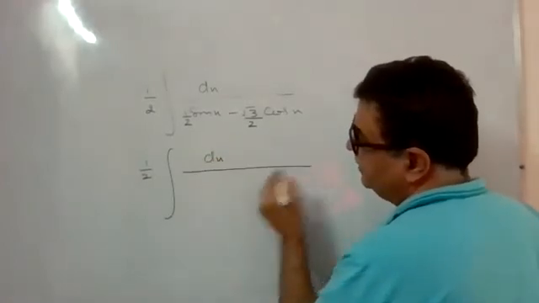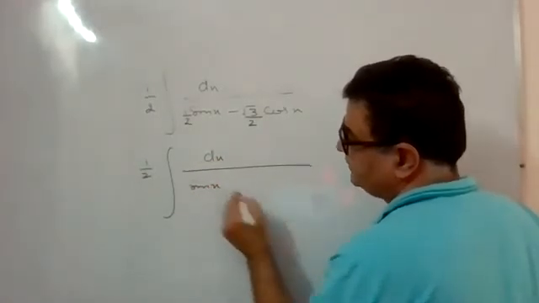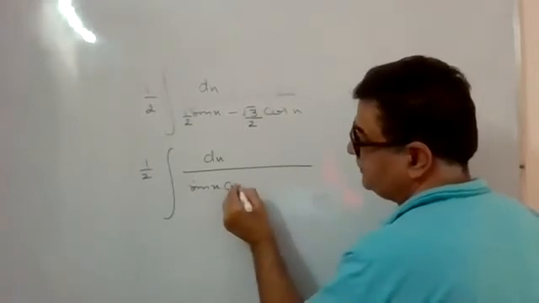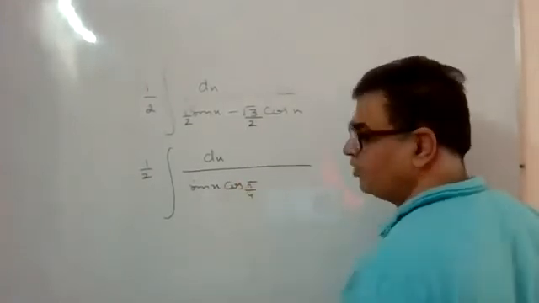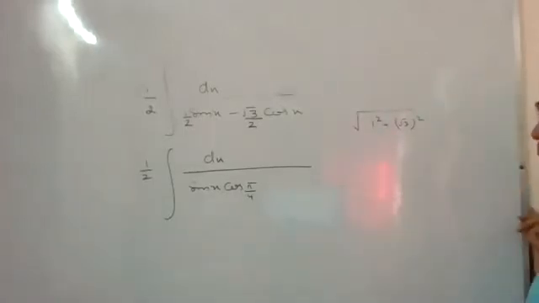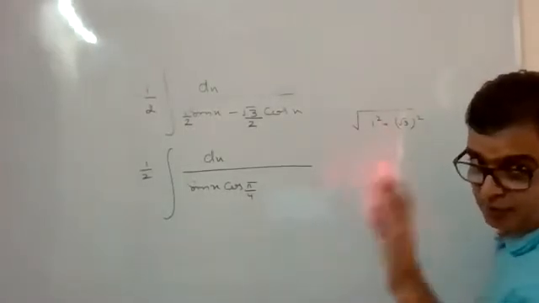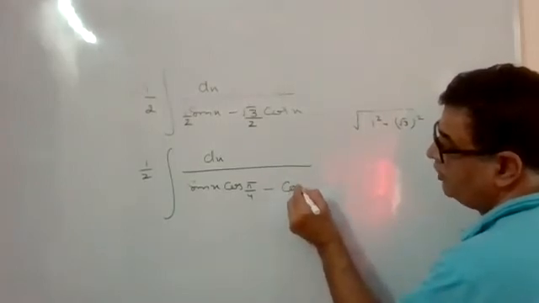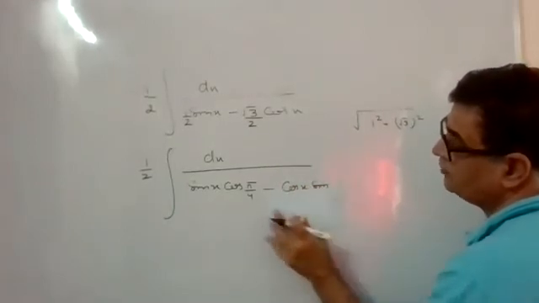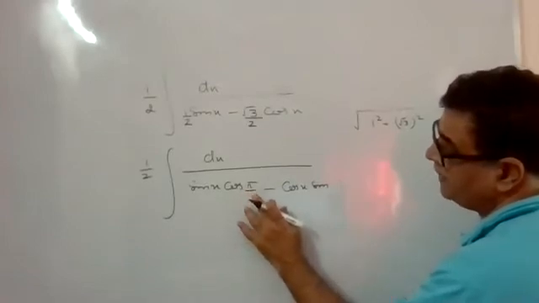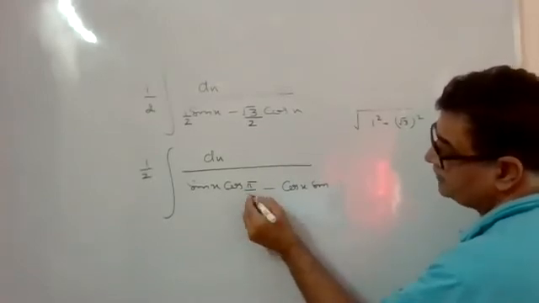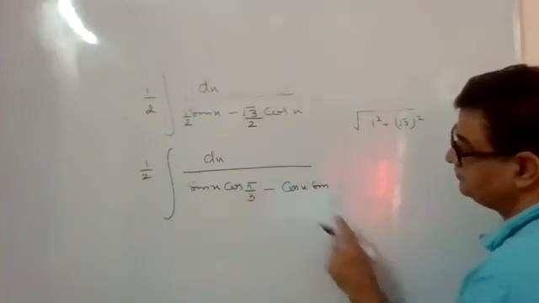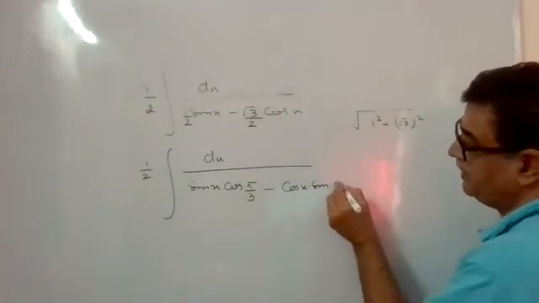dx by, again this will go by sin x cos pi by 4. You can apply the cos formula also, or the sin formula also. But the sin formula is easier, so use that. This will come out to be cos x into sin of, this is not pi by 4, this will be pi by, cos is there, so pi by 3. Cos x into sin pi by 3.